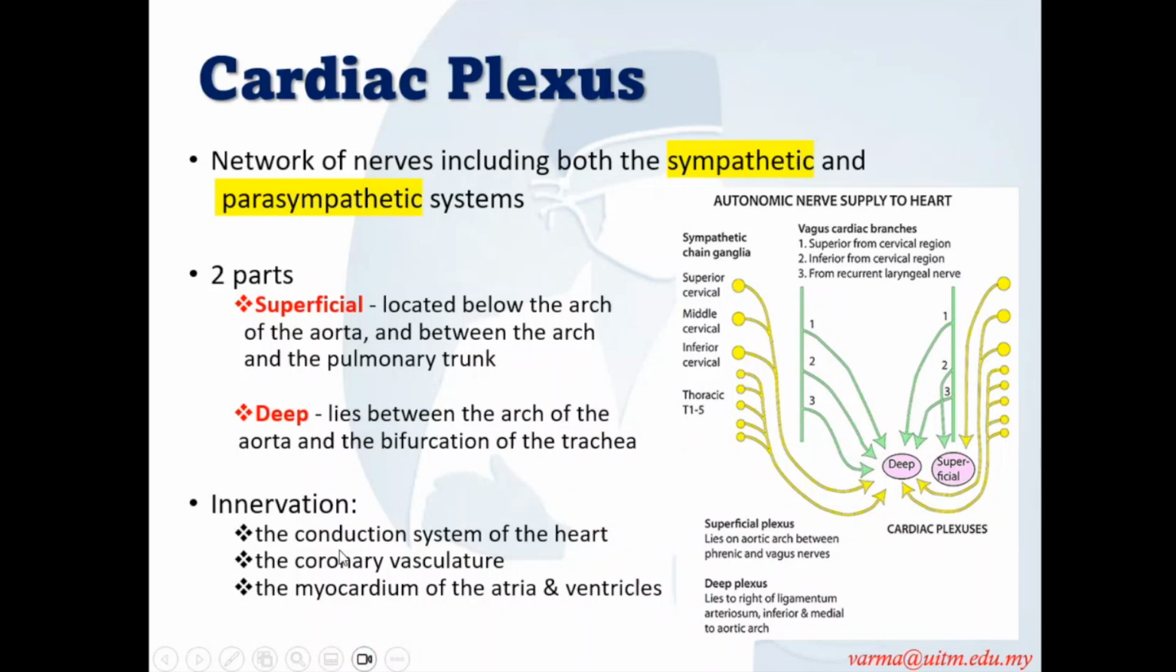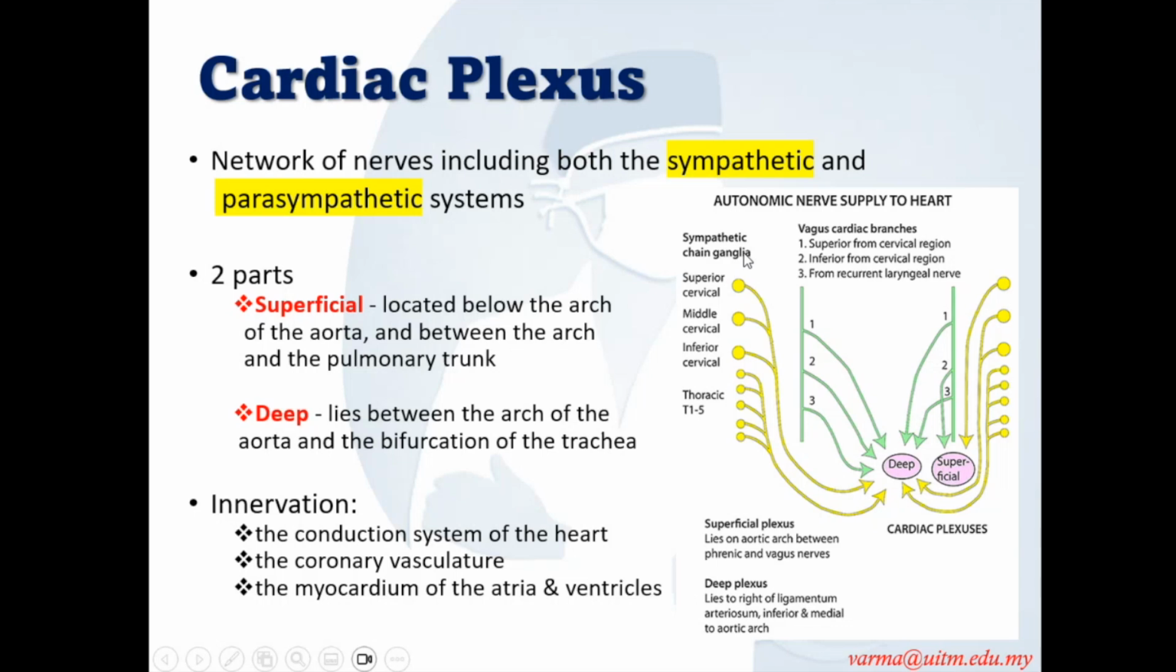Innervation of the conduction system of the heart. They affect the coronary vasculature. They cause vasoconstriction and vasodilatation of coronary vessels. And they directly innervate the myocardium of the atria and ventricle. So they affect SAN, AVN, and the bundle of Purkinje fibers and so on. Then they also directly affect your coronary vasculature, and they also directly affect the myocardium of the ventricular contractile tissue as well. Okay, this is the innervation of the cardiac plexus.